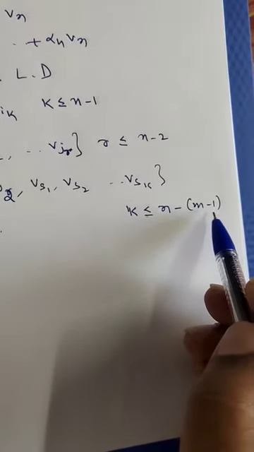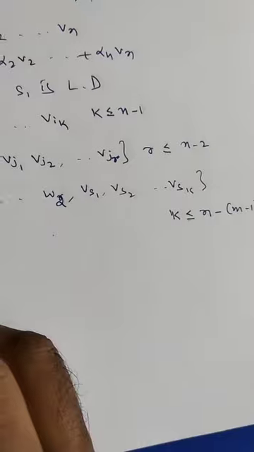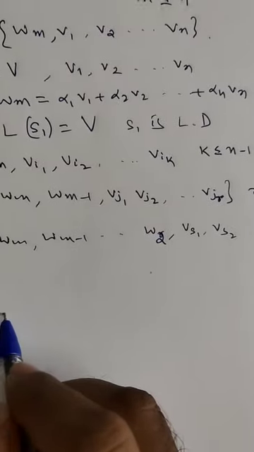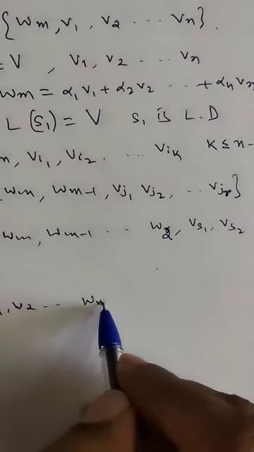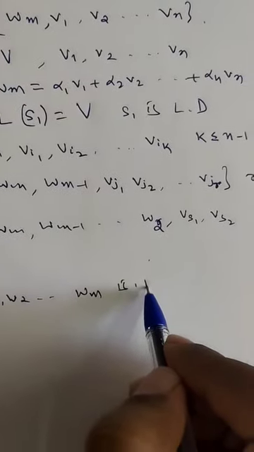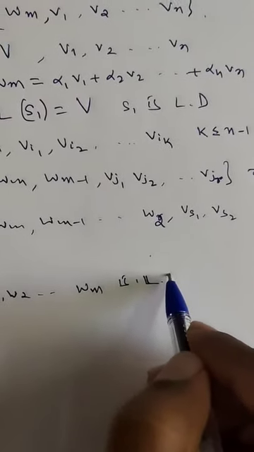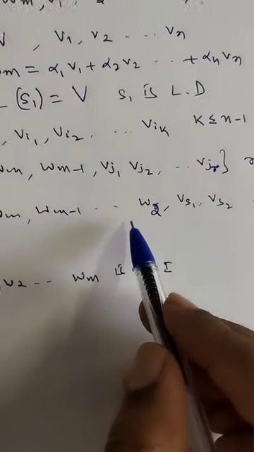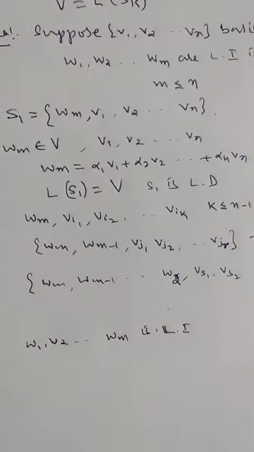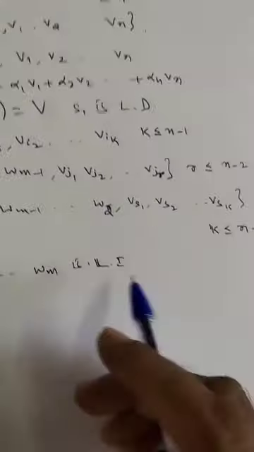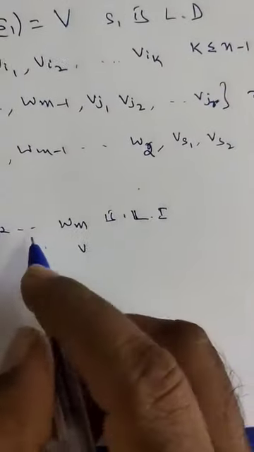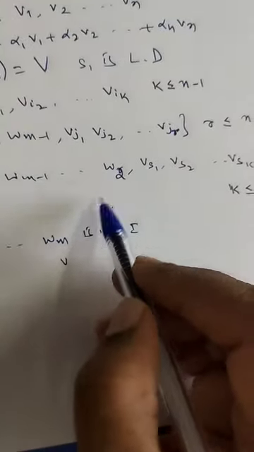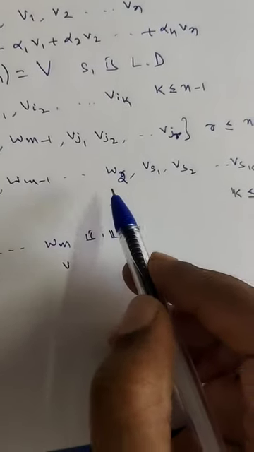Now since the set w1, w2, etc., wm is linearly independent, w1 we cannot write as a linear combination of preceding ones. So there exists at least one vji. If I include w1 also here, then w1 cannot be written as a linear combination of the preceding ones.